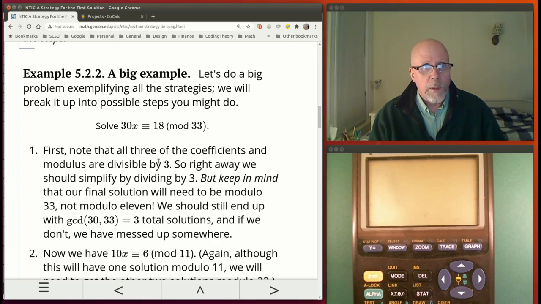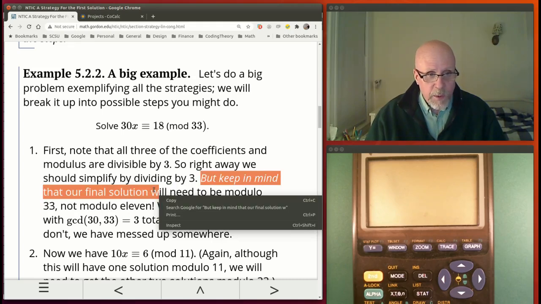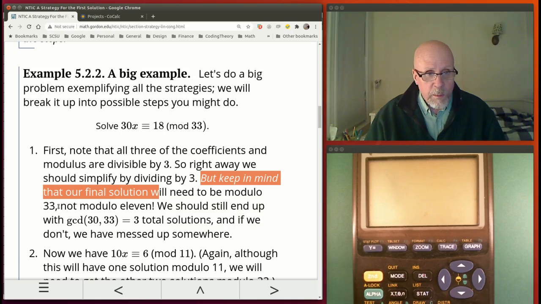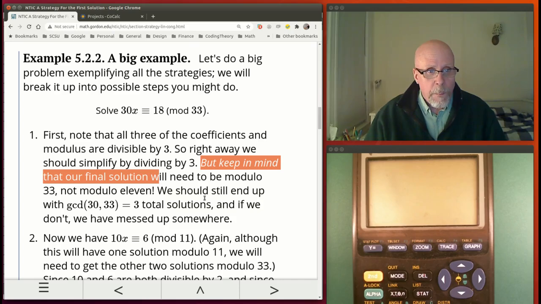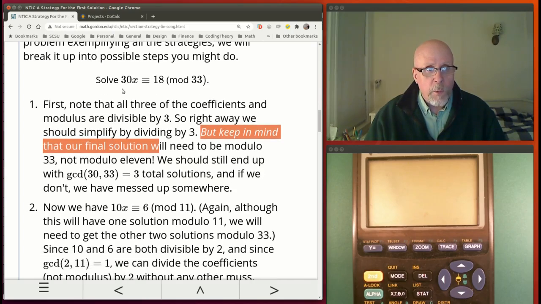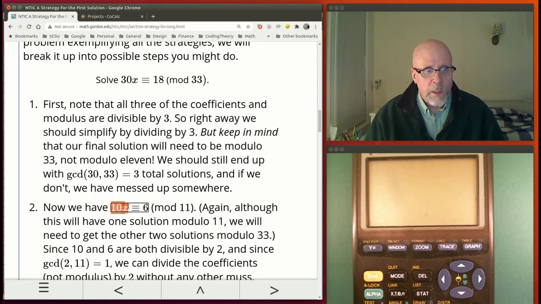All right, so you see that they all have a common divisor. They're all divisible by 3. So you can divide that out, but don't forget, he's got it in here in italics: keep in mind that your final solution will need to be mod 33, not mod 11. All right, so if we divide everybody by 3, we've got this new congruence, 10x congruent to 6, 18 over 3, yep, mod 11.